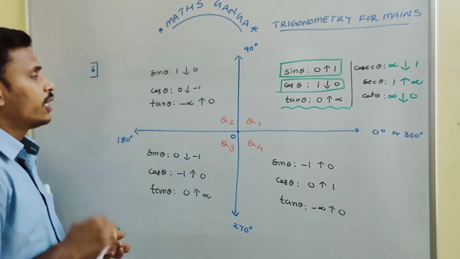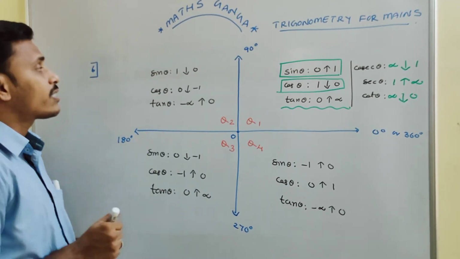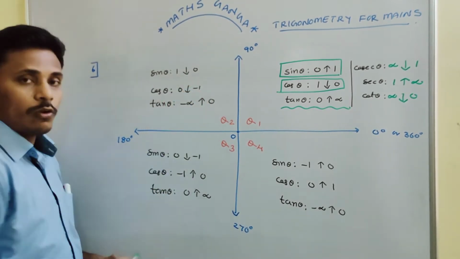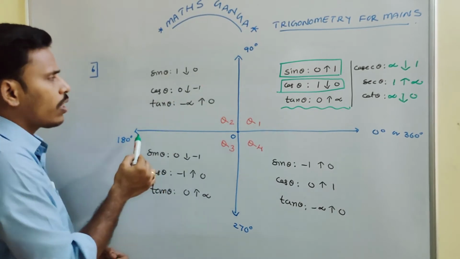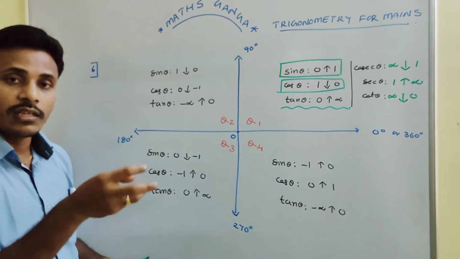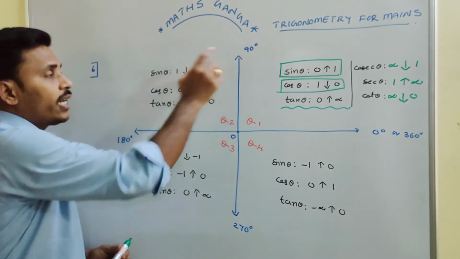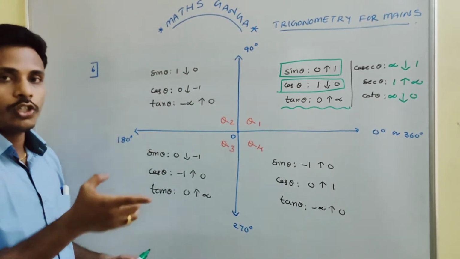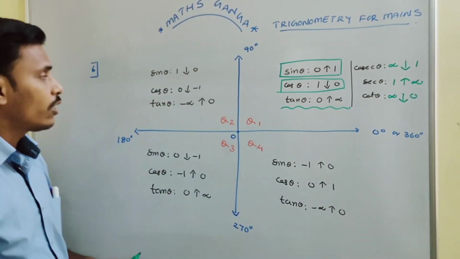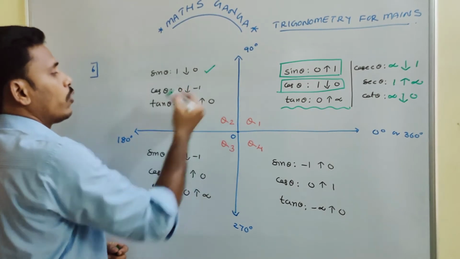And now look at the second quadrant. In the second quadrant, sine theta is decreasing from 1 to 0. You just observe these values and they are enough to say whether it is decreasing or increasing. Sine 90 degrees is 1, sine 180 is 0. So 1 to 0 means a decrement. So sine theta is decreasing from 1 to 0.